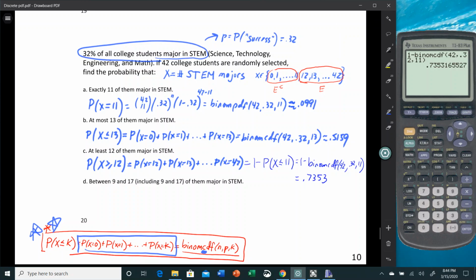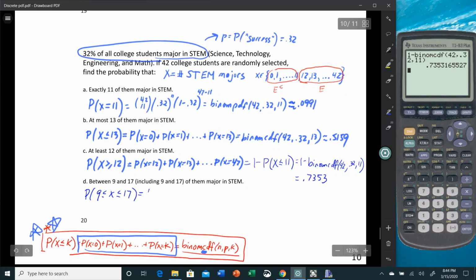Okay, and now in this last case, what's the probability that between 9 and 17, including 9 and 17, of them major in STEM? In this case, we want the probability that X is between 9 and 17. Again, we want to find a way to use the cumulative distribution function, and it should be clear that this is going to be the CDF up to 17, subtract the CDF up to 8, because 9 is a possible value for X, so we can't subtract that.